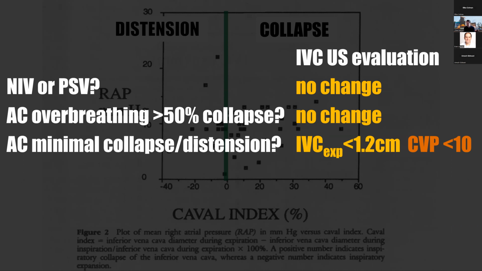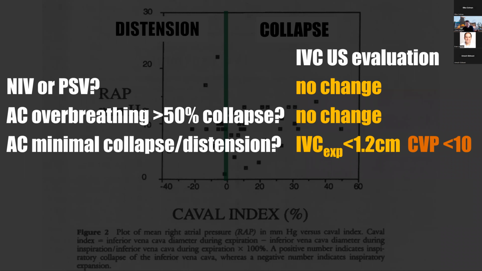If the patient's on assist control and I'm seeing minimal collapse or distension, this is where I think you're left with some decisions. And the best evidence goes back to that Yu study, where he found that an expiratory IVC of less than 1.2 centimeters was associated with a CVP of less than 10.